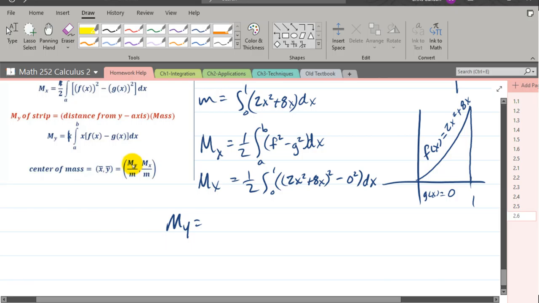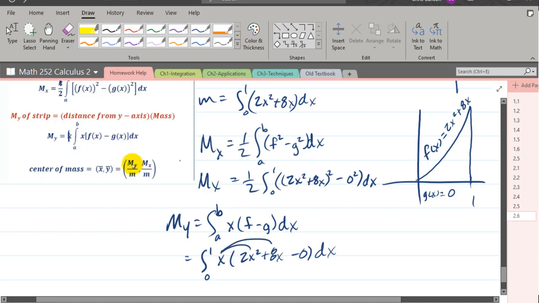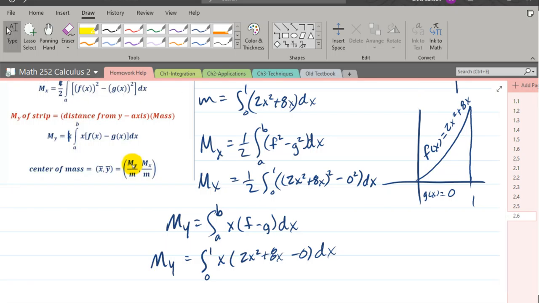All right, so the my uses a slightly different formula. It doesn't have a half in it. So it's just a to b. Now this one is x times f minus g, no squares this time. So ours goes 0 to 1, x times 2x squared plus 8x minus 0 dx. Now you do need to distribute your x before you find your antiderivative. Whatever you get after you simplify it is going to go right up there, and that should get you your center of mass. If you find they're reversed, you can switch them, but hopefully this will get you there.